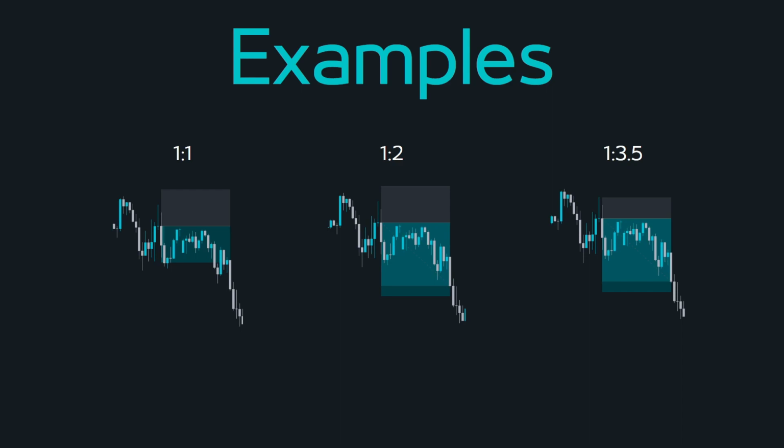So having a 40 pip stop loss, just to get a 1-to-3, I would need 120 pips take profit, which again, like I've just said, my average win's 40 to 50 pips. Having a 120 pip take profit is very, very unrealistic for me. Therefore, I wouldn't take that trade if the stop loss were to be that big.